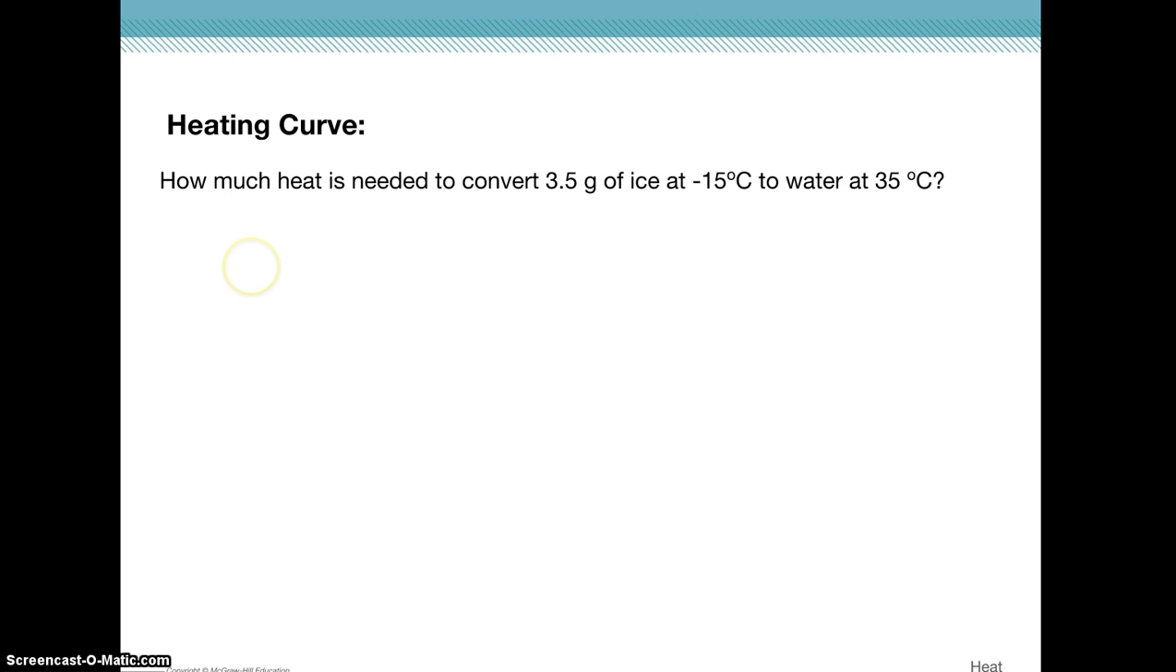All right, so let's start with section A. What's happening in section A? Well, the ice is starting at negative 15 degrees Celsius, and what is it doing? The temperature's increasing to 0 degrees Celsius.